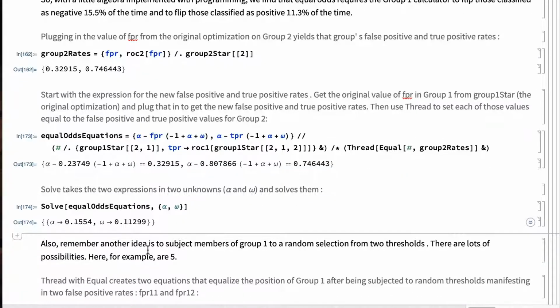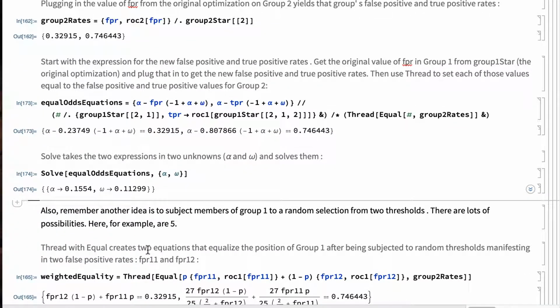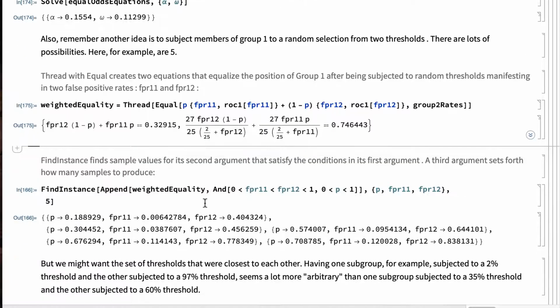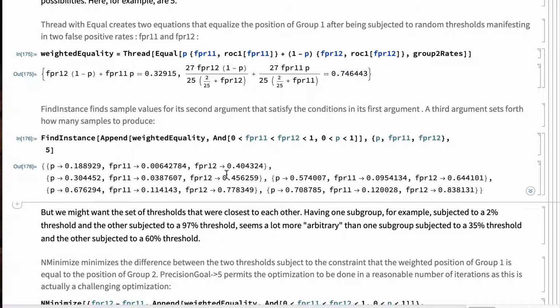The other way we could get down to that ROC curve would be to subject members of group 1 to a random selection from two thresholds. Here, this is basically what we're going to need to have in order for this to work out. And so what we're going to do is try to find examples where this relationship is satisfied subject to these constraints. P is the fraction of time that you're subject to the lower false positive rate value, FPR11, as opposed to the higher one of FPR12. We're going to run that. It finds a bunch of possibilities.